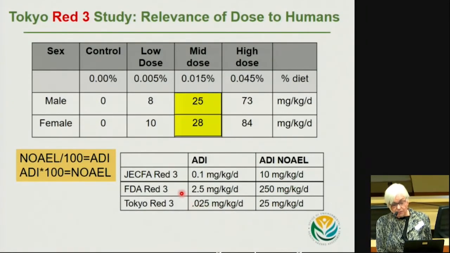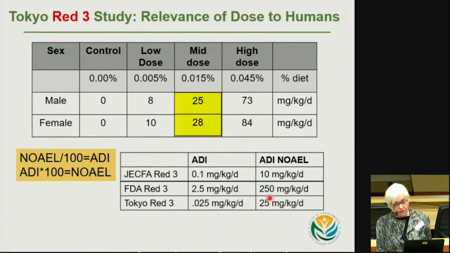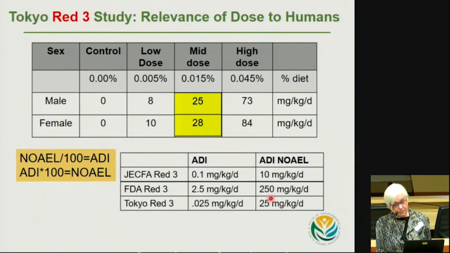Now, I think as Dr. Bradman will mention, the ADI for Red 3 is much different. It's the most different between JECFA and FDA. So the FDA ADI is 2.5 milligrams per kilogram per day. And that means that the NOEL that it was based on would be 250 milligrams per kilogram per day.